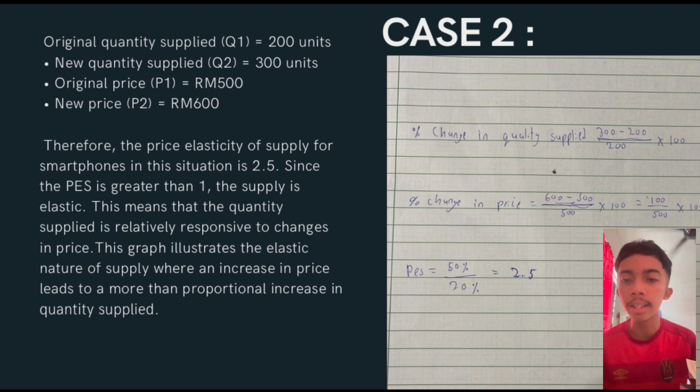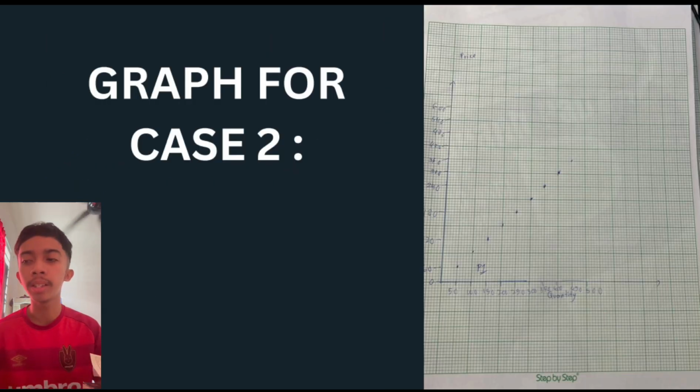The graph illustrates the elastic nature of supply, where an increase in price leads to a more than proportional increase in quantity supplied. You can see this based on the case 2 graph.